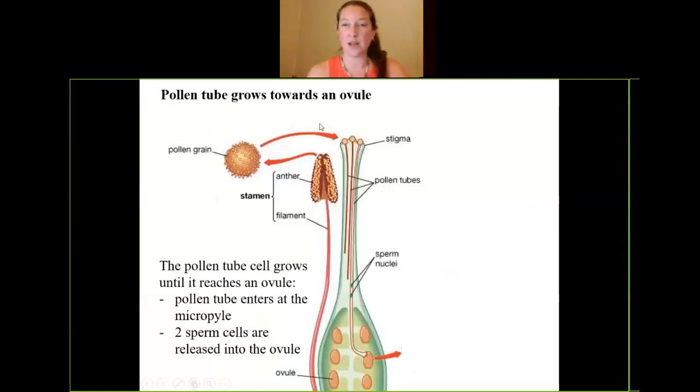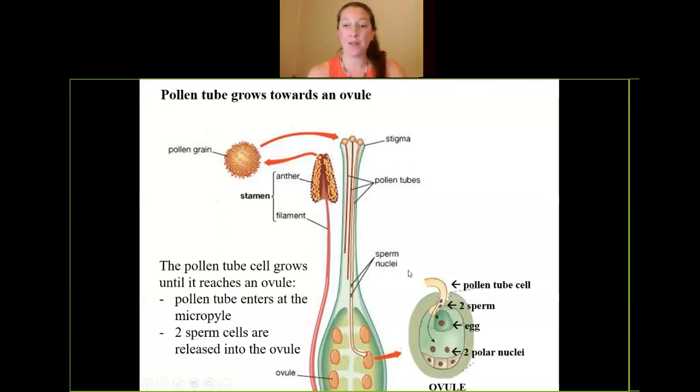So there you go. I'll draw it here because it makes a little bit more sense. So here's the pollen grain. It landed. It's going to grow a pollen tube cell that's going to elongate all the way down, ultimately getting to an ovule. Inside of that pollen tube cell are 2 sperm that will ultimately go all the way down to meet the ovule. Once the pollen tube cell enters the opening of the ovule, then the 2 sperm cells are going to get released into the ovule.